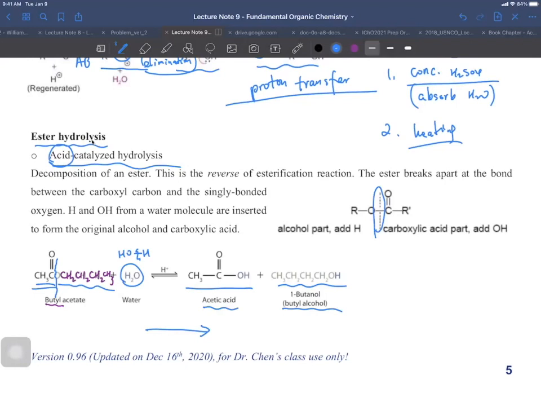And also another reason is the ester is not that polar, so it's not very soluble in water. So there will be 2 layers, which means the ester will have very little chance to contact with the water molecules. So there are not so many collisions going on.